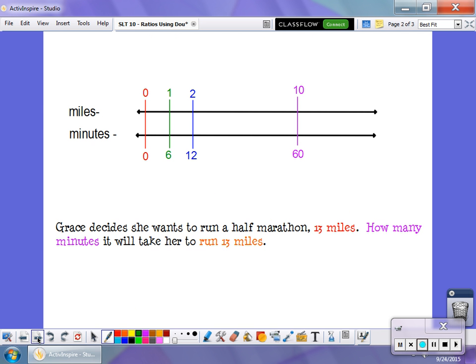All right, here's the start of our number line. I cleaned it up a little bit, but we can still see that Grace does 1 mile in 6 minutes, or 2 miles in 12 minutes, and finally, we knew that it was 10 miles in 60 minutes.